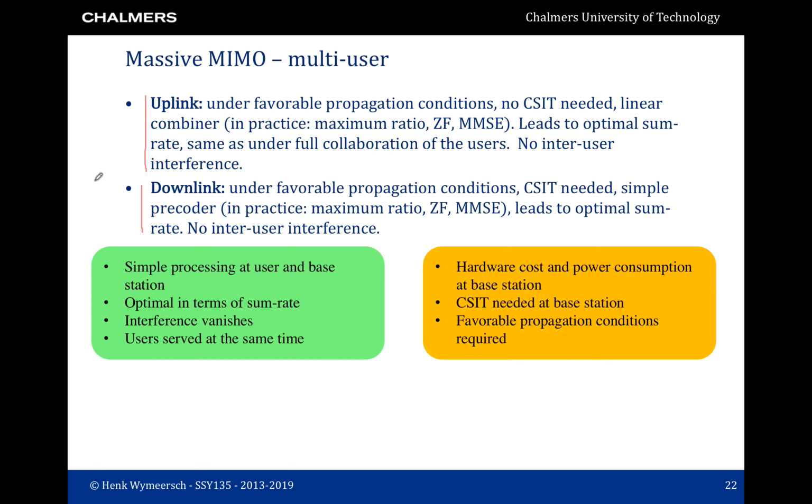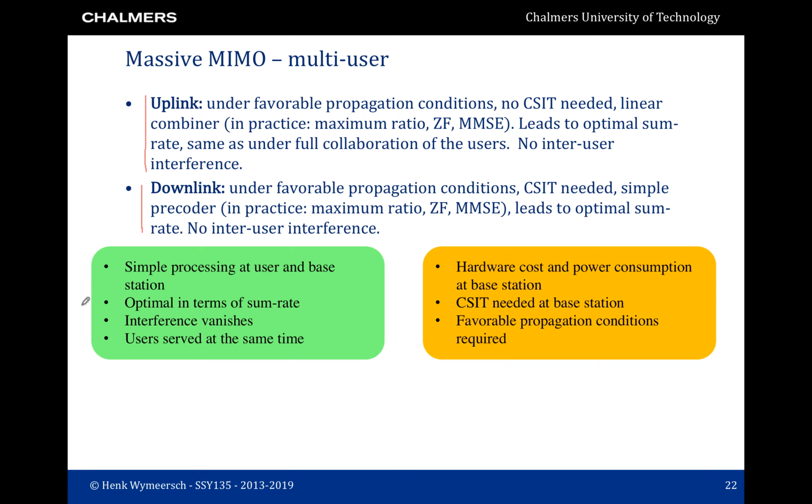So some of the benefits of massive MIMO are that we have simple processing at both the base station and at the user side. We are asymptotically optimal in terms of sum rate. Interference goes away both in uplink and in downlink, and we can serve all the users at the same time over the same frequency.